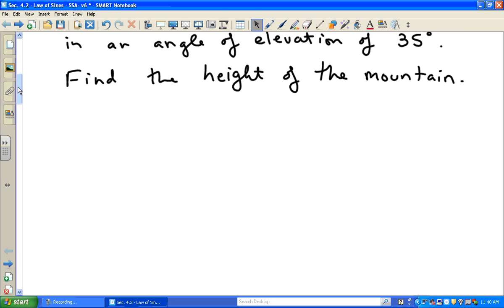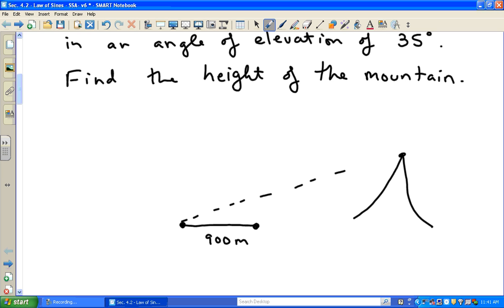First thing we're going to do is draw a picture of our situation. Let's assume for just a moment that the mountain is here. Here's the peak of the mountain at the top. We were told that the surveyor took two different sightings. Let's say he took a sighting from this point, and from this point. Those two points were told to be 900 meters apart. From the sightings, you're looking from the point straight up to the peak.